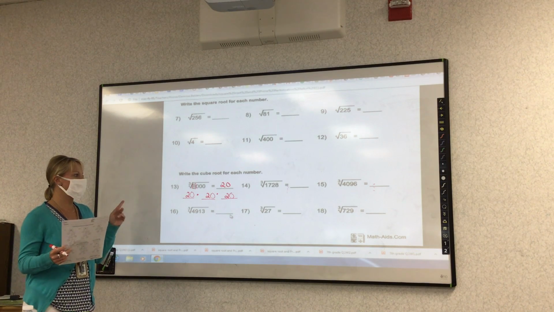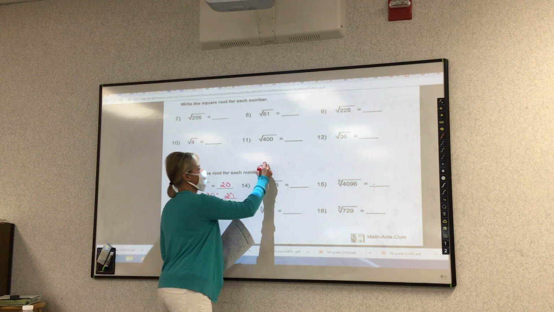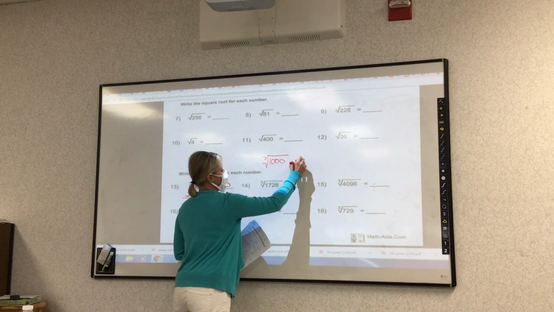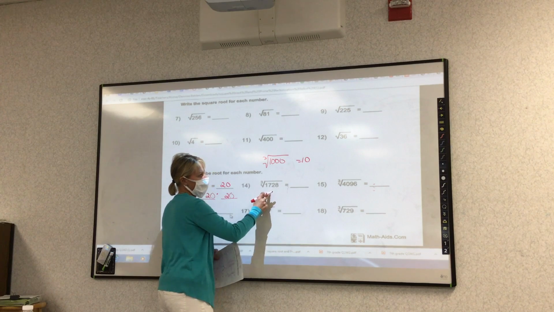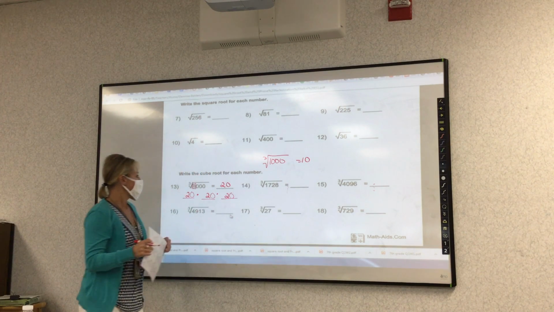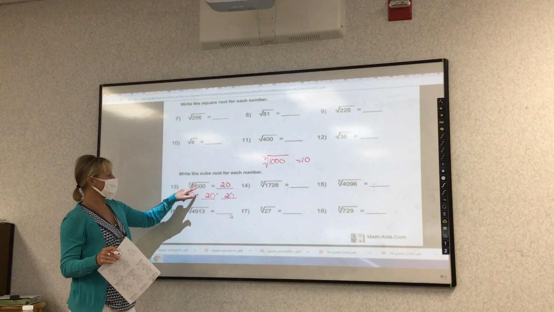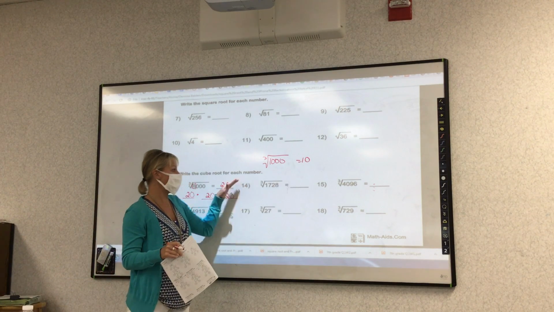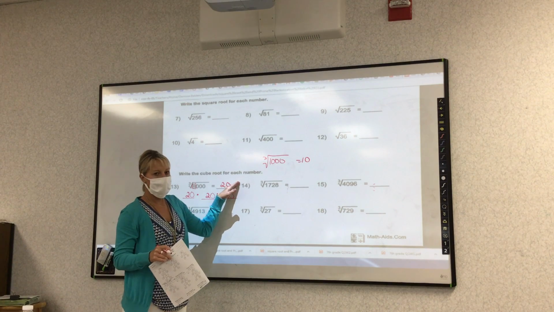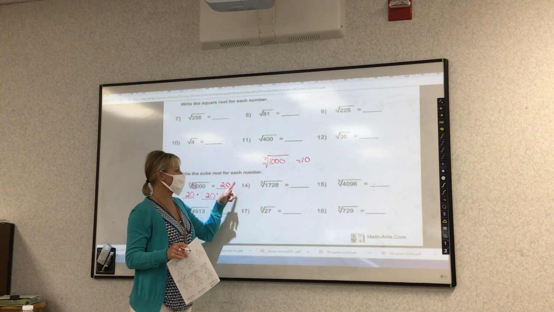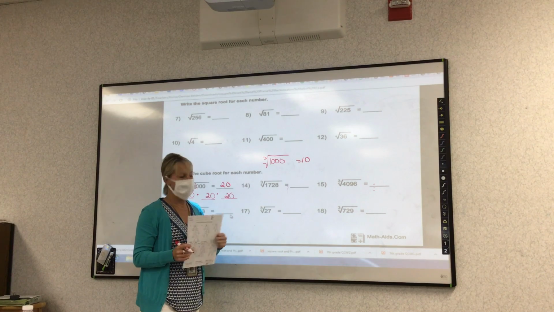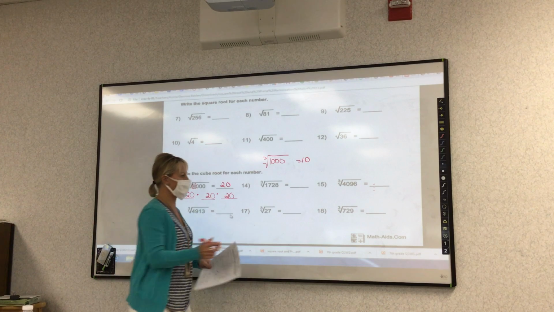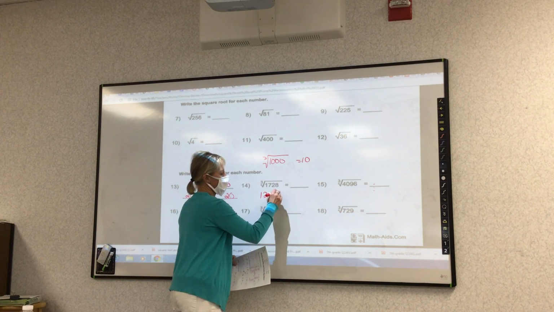Well, if I know the cube root of 1,000 is 10, this is more than 10. But it's less than 8,000, so it's going to be more than 10, less than 20. Is it going to be closer to the number 20 or closer to the number 10? 10, because it's 10. So you could try 11, or I'm going to try 12, because I'm going to show you something.